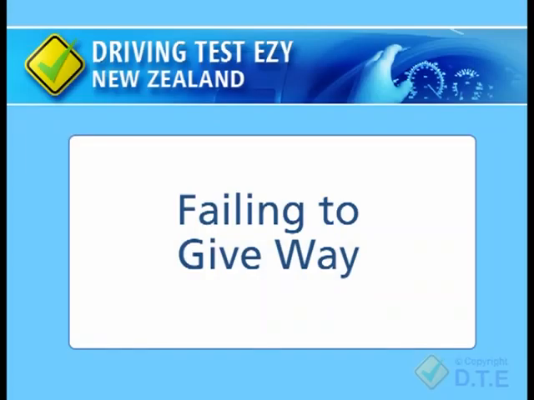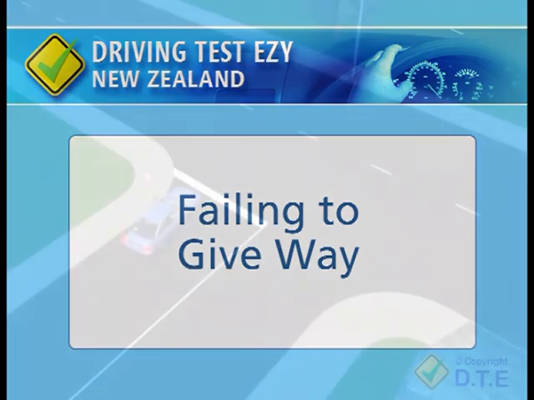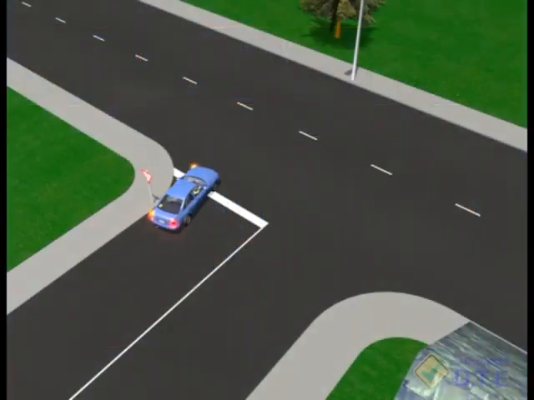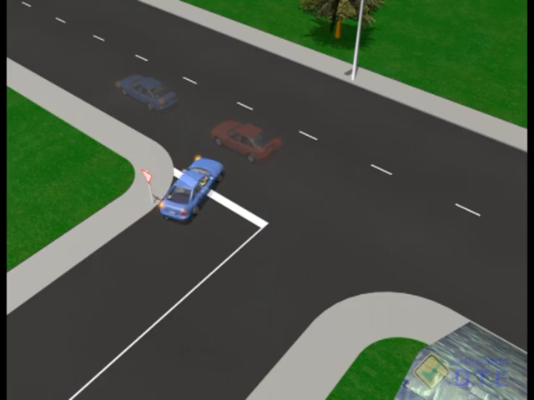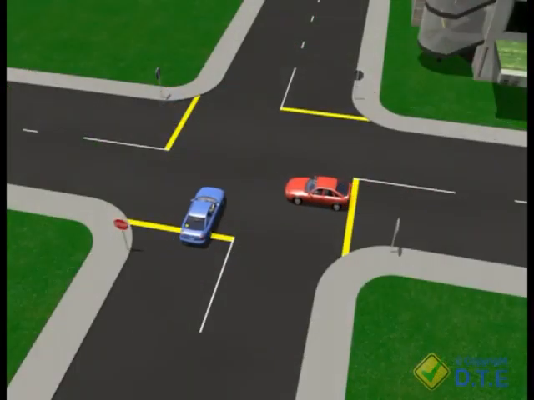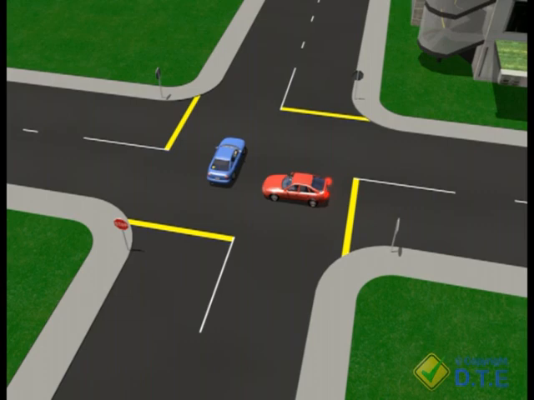Lesson 2. Failing to give way. This is one of the most common reasons for failing a driving test. So what does this mean? Failing to give way is when you impede traffic flow. This means you are forcing traffic to slow down or alter course to avoid you. It also means stopping traffic that has the right of way from being able to proceed.